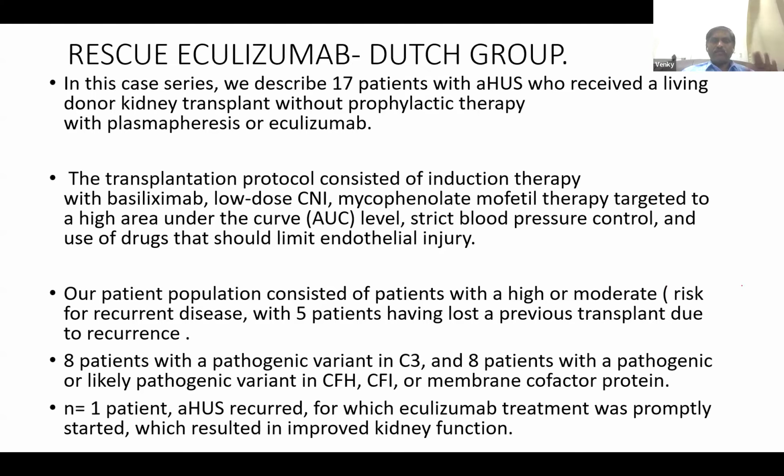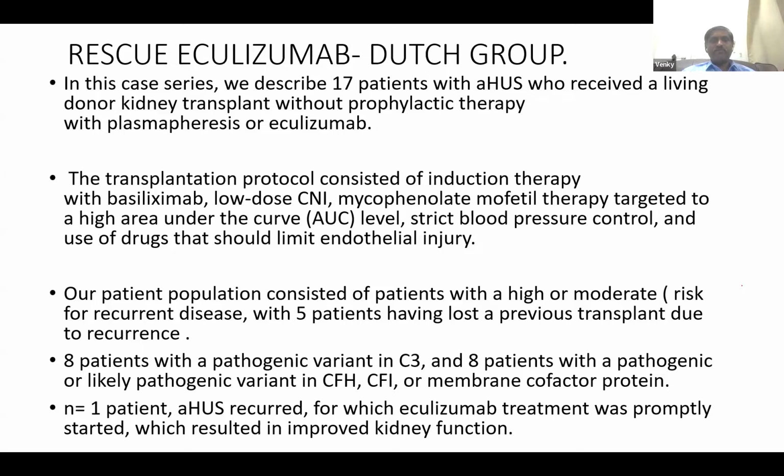So moving from prophylactic, we go to the next thing, which is called rescue eculizumab. This was predominantly followed by a Dutch group. What they felt was they had a transplantation protocol where they could prevent the recurrence of the TMA in the early post-transplant period. They studied a group of 17 patients with a genetic risk of atypical HUS. Here they included 8 patients with a pathogenic variant in C3 and 8 patients in factor H and I, all belonging to medium to high risk of atypical HUS recurrence.